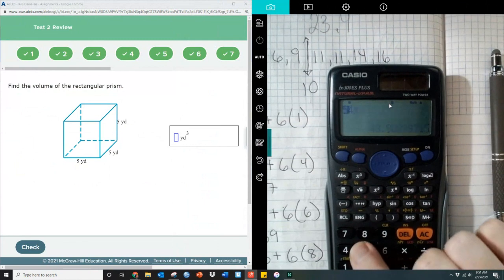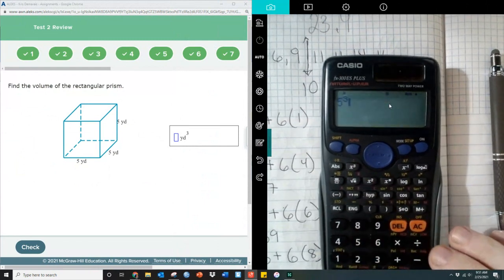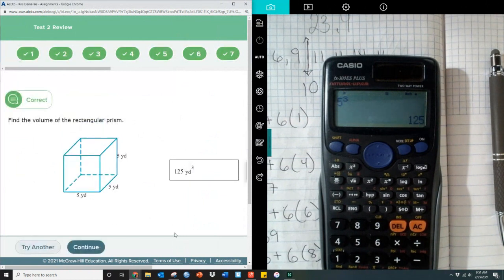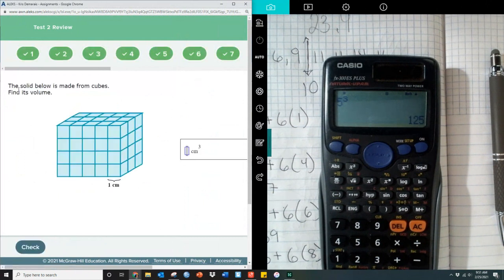All right, now this case right here, you can do 5 to the third power because it's 5 times 5 times 5. So we get 125 here. So the solid, this one is 1, 2, 3, 4, 5 times 4 is 20 times 3 is 60.